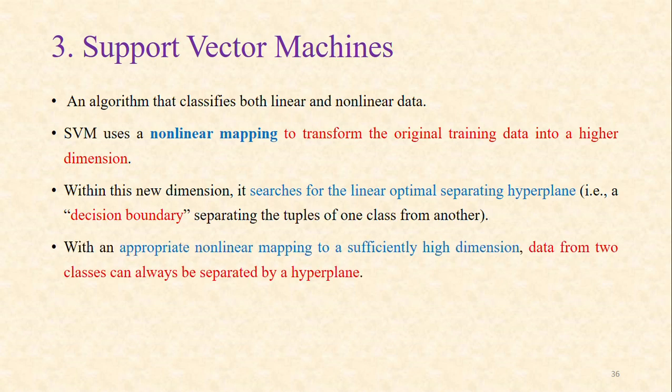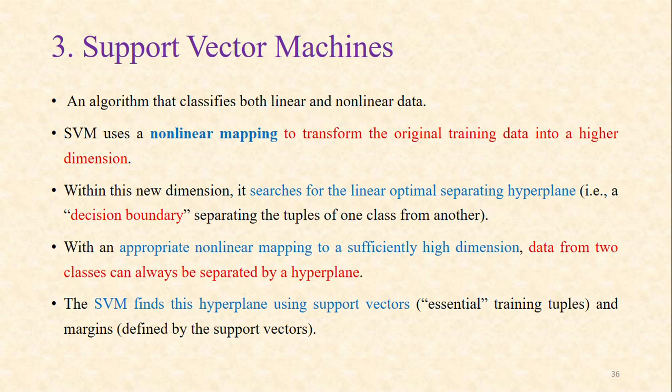With an appropriate nonlinear mapping to a sufficiently high dimension, data from two classes can always be separated by a hyperplane. The SVM finds this hyperplane using support vectors and margins. And these support vectors are the training tuples in the data set.